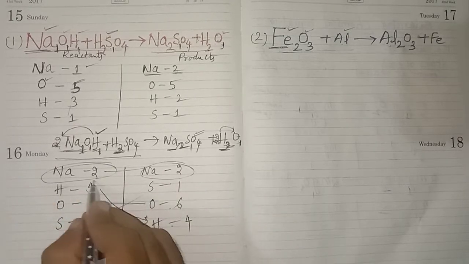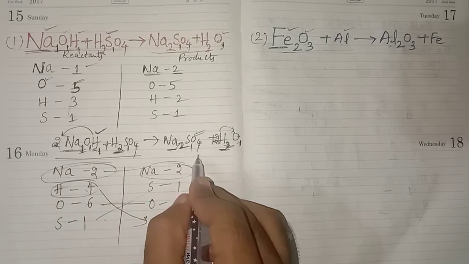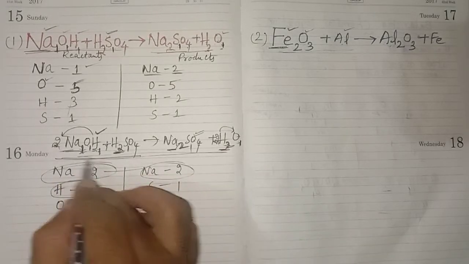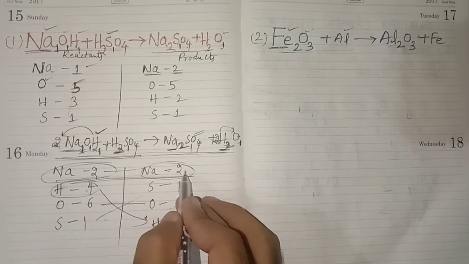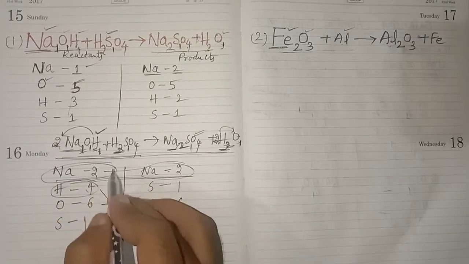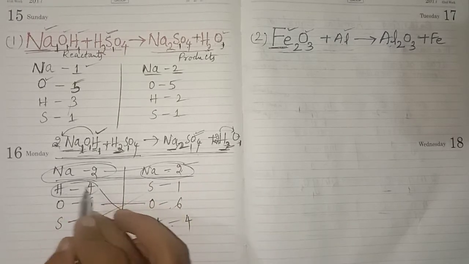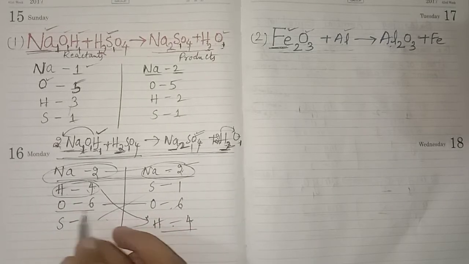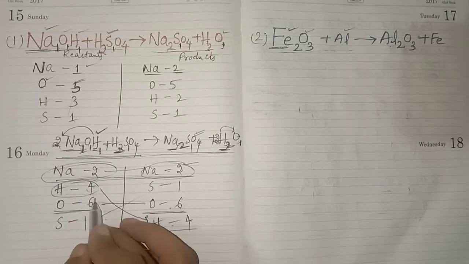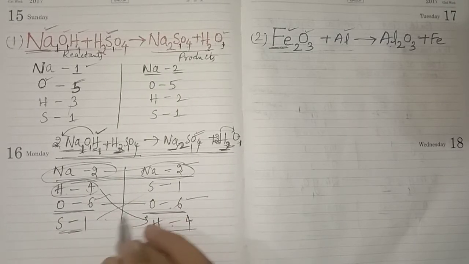So by this we have completed this chemical equation. We have balanced this chemical equation. Once you check here, sodium: how many atoms of sodium are there at the reactant side? 2. At the product side? 2. Hydrogen at the reactant side 4, at the product side 4. Oxygen 6, at the product side 6. Sulfur 1, 1.